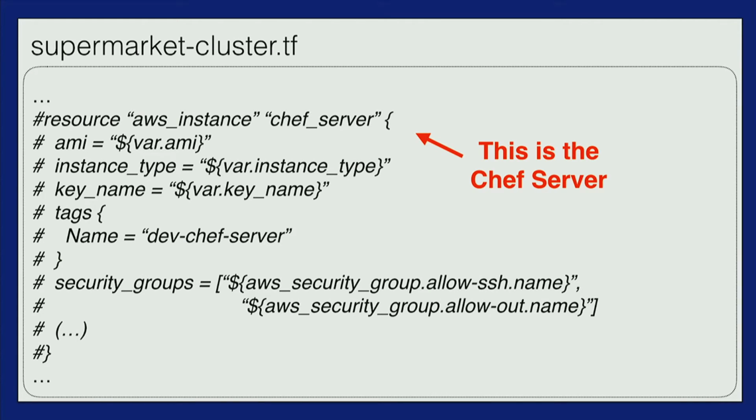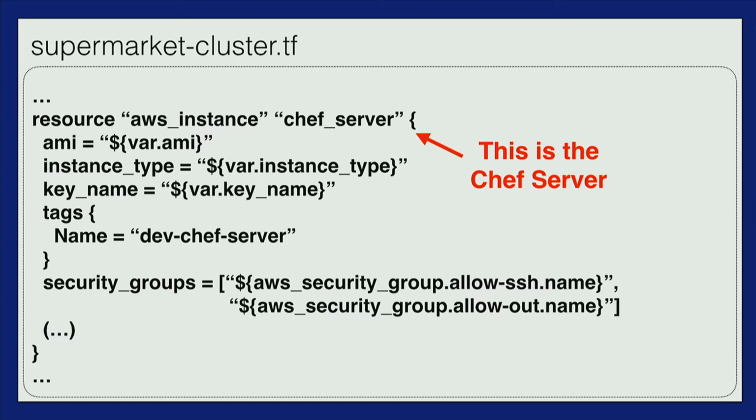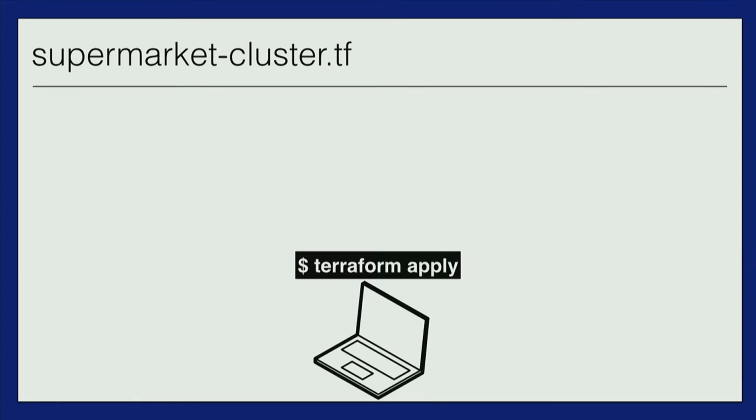As we can see, we're spinning up an AWS instance. We're passing in an AMI, instance type, key name, etc., defined in our variables file. And then we're assigning it to 2 security groups. So let's go ahead and uncomment this. And then at this point, if I ran terraform apply from my workstation, I would expect it to spin up 1 EC2 instance to act as a Chef server.